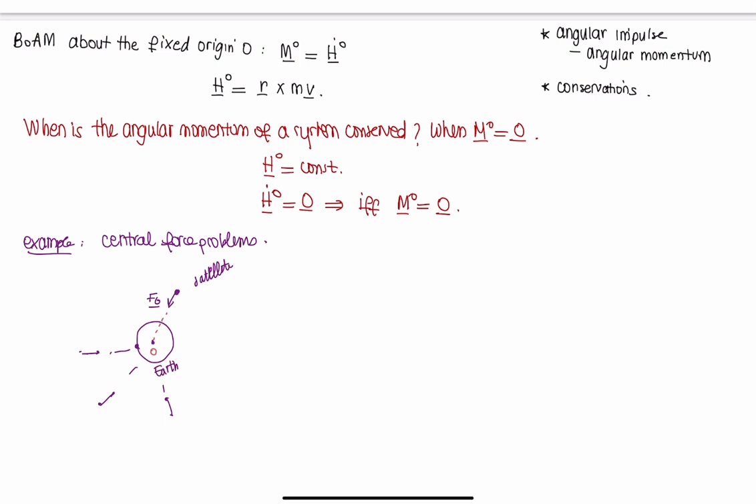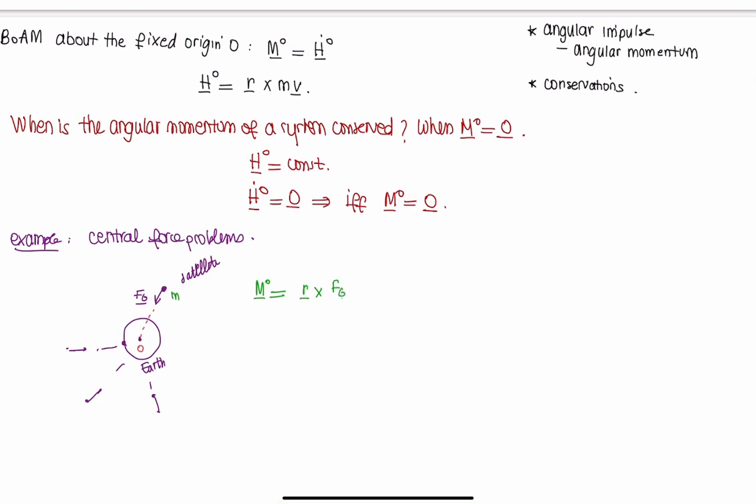So notice in this case, if I want to calculate the sum of moments of the forces acting on the satellite about O, that's equal to r to the satellite cross just F, which is Fg. And notice that r and Fg are parallel, so M_O is just equal to 0. This means that H dot O is equal to 0, then H_O is equal to a constant, or conserved. So the angular momentum of this system is conserved.